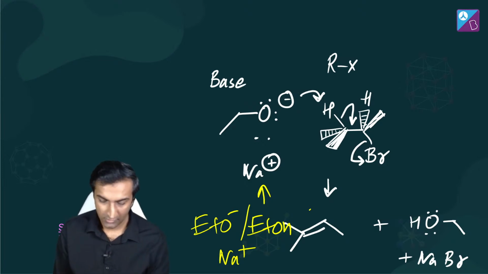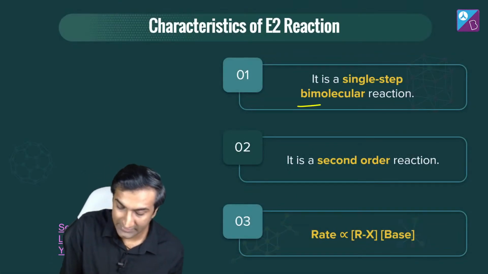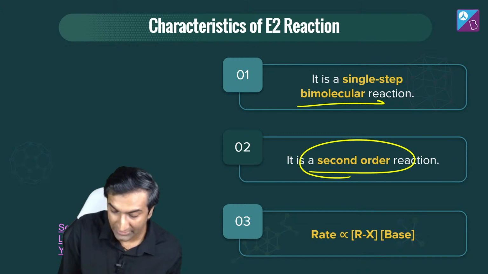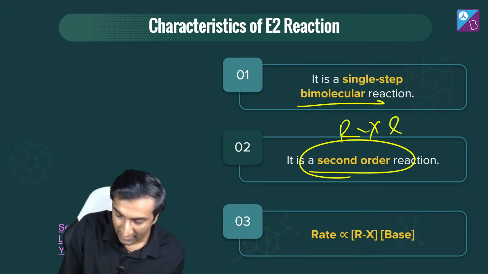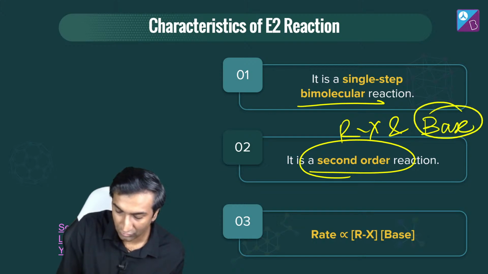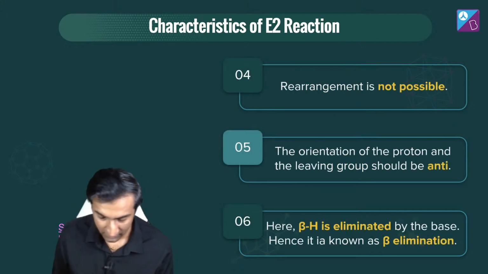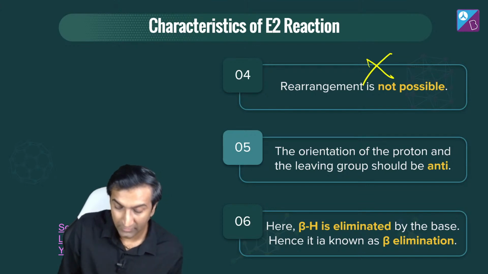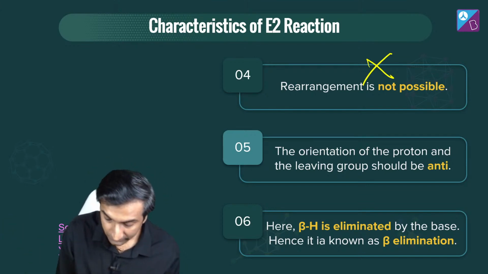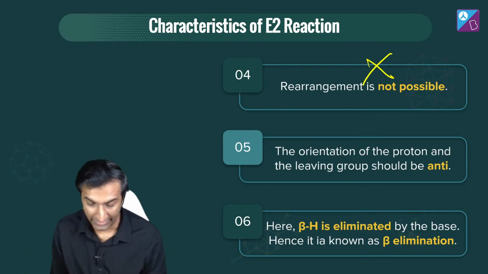Okay, cool. All right. So single step bimolecular reaction, second order reaction, RX, और दूसरी चीज़ क्या थी? Base, not nucleophile, base. Okay, cool. Rearrangement is not possible. We'll talk about it in E1 because there's no carbocation forming. कुछ नहीं हो रहा है, right?